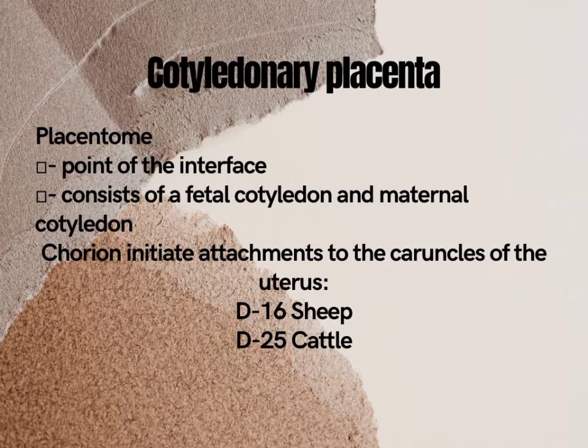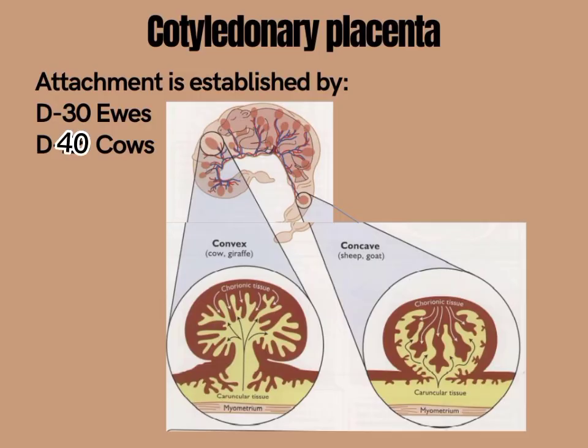Placentome is the point of the interface. It consists of a fetal cotyledon contributed by the chorion and the maternal cotyledon originating from caruncular regions of the uterus. The chorion initiates attachments to the caruncles of the uterus at day 16 in sheep and day 25 in cattle. The attachment is established at day 30 in ewes and day 25 in cows.